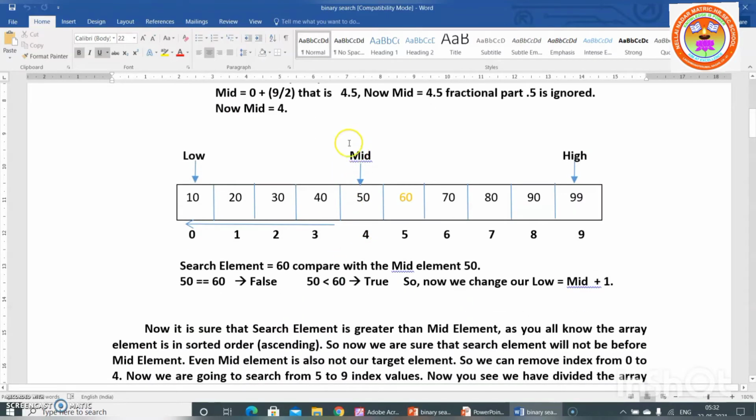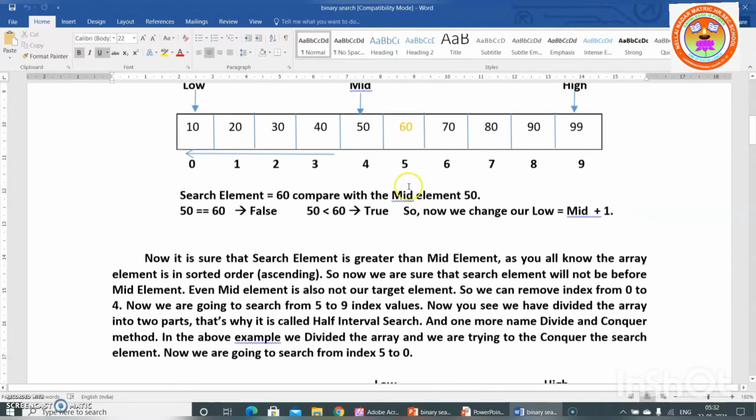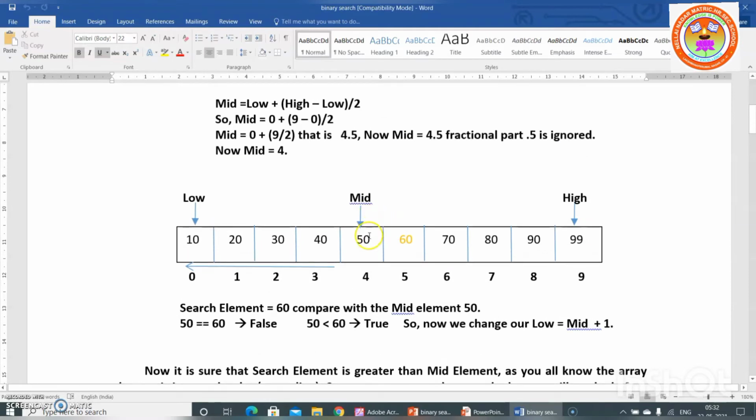Now see, the mid index is 4. Now we fixed the mid element, and the search element is 60. Okay. Now what we are going to do is compare whether the mid element is our search element. Okay, sometimes it happens like that, right?